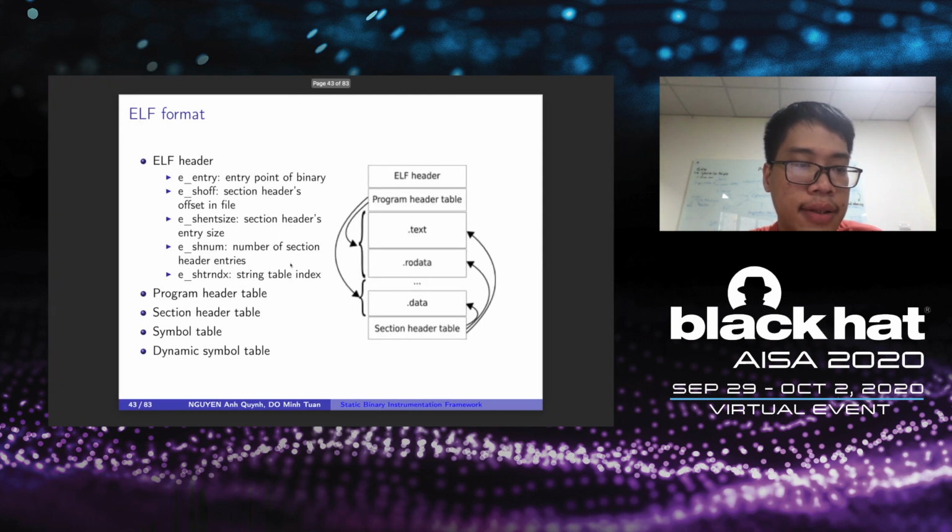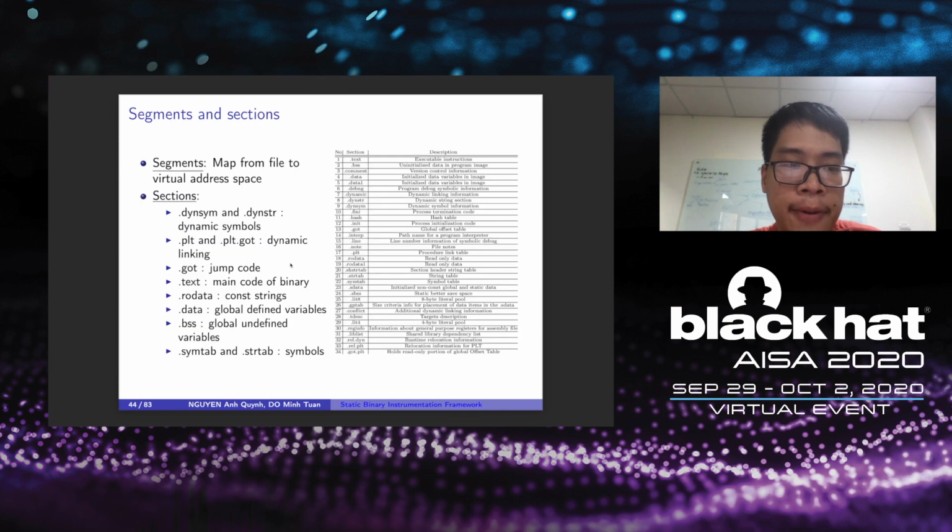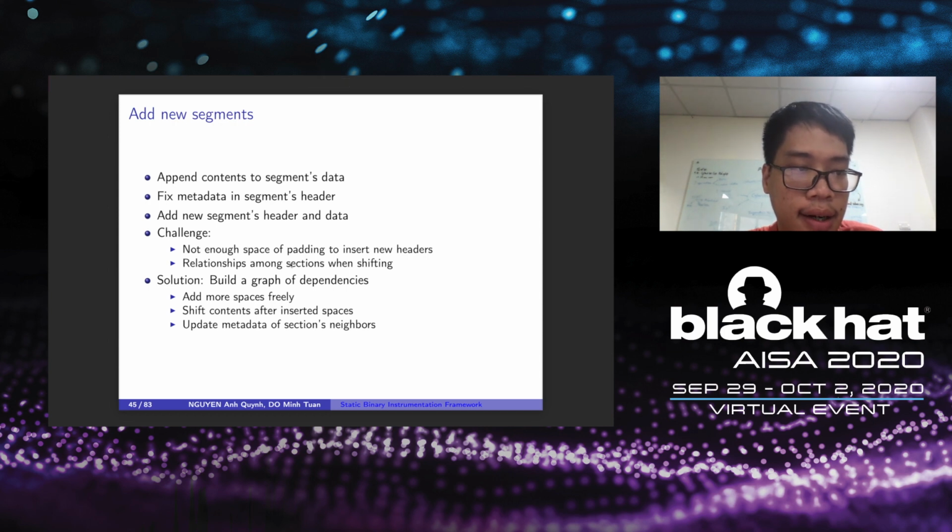Next, I would like to discuss the ELF file. The format has some headers, a symbol table, and a dynamic symbol table. In an ELF file, segments are also used to map from the file to the virtual address space. There are some sections such as .text, .data, etc. And in order to add a new segment, I try to append new data to the segments' data, then fix metadata in the segment header or add a new segment header if necessary.